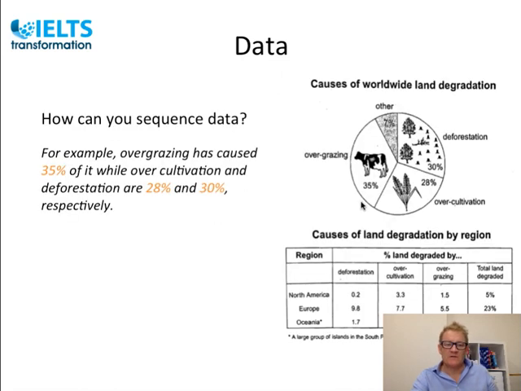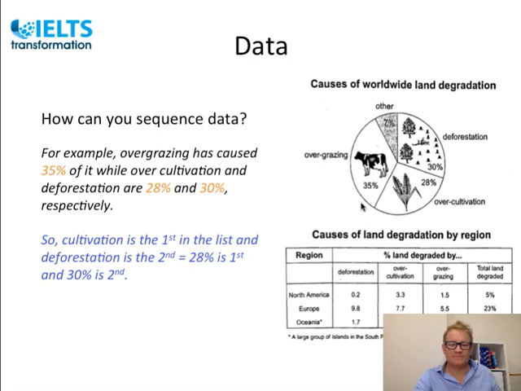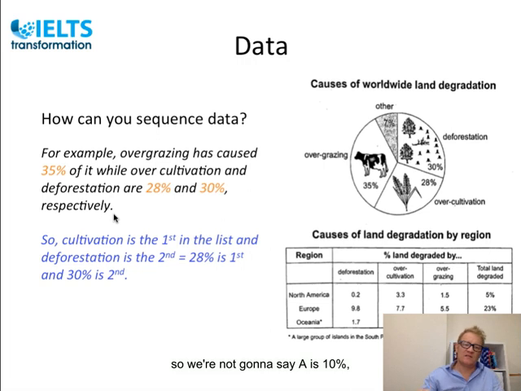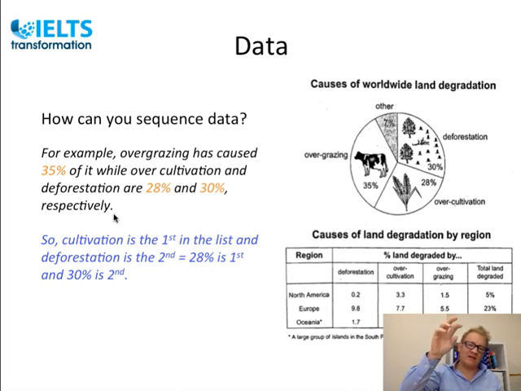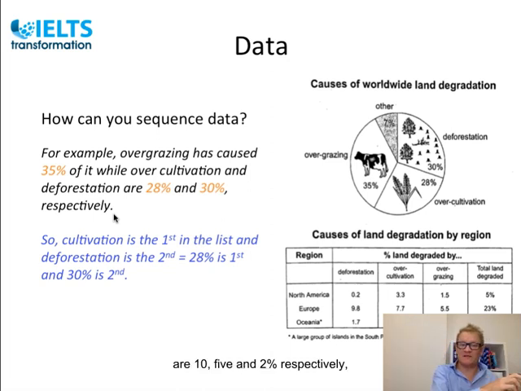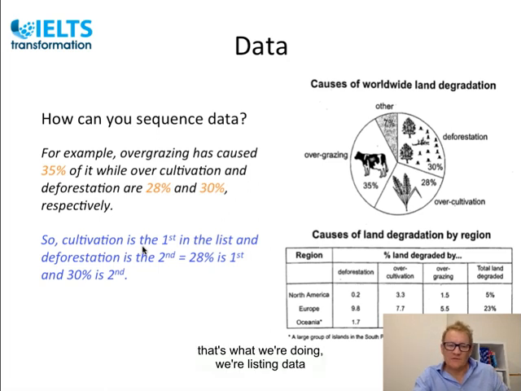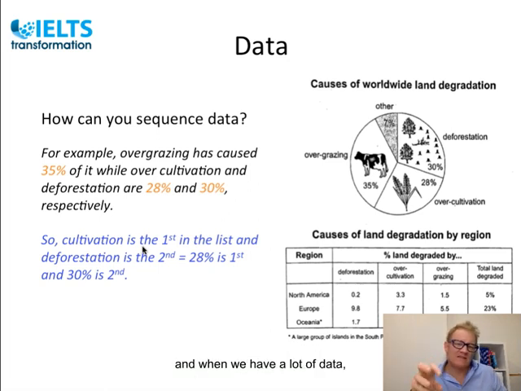Okay. How can we sequence data? Well, this word respectively helps us to do that. So we're not going to say A is 10%, B is 5%, C is 2%. You can say A, B, and C are 10, 5, and 2% respectively. So it helps us to list. That's what we're doing. We're listing data. And when we have a lot of data, like in many of these task ones, we need to be more efficient with that.